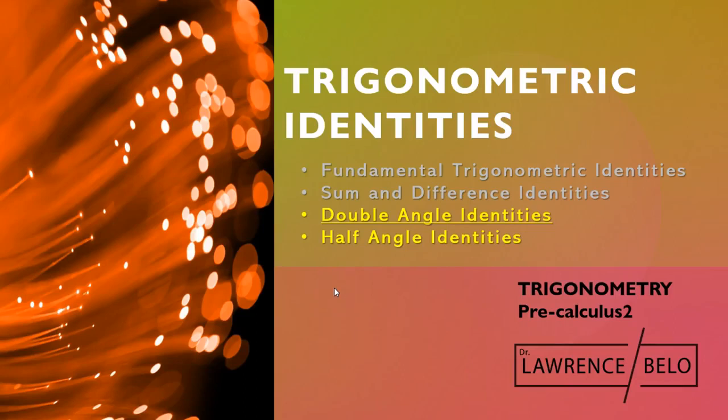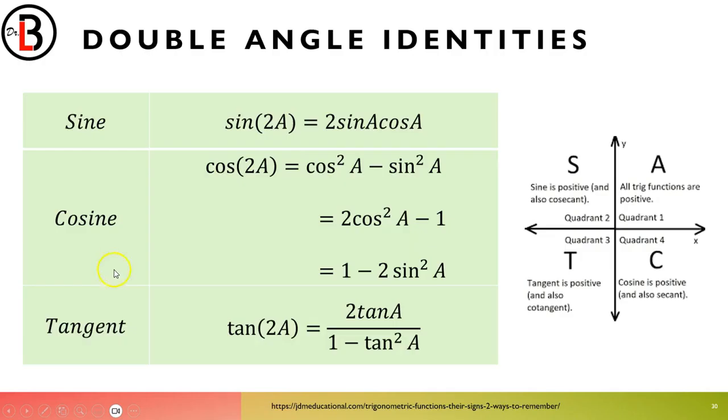For the third part of the trigonometric identities, we'll be discussing double angle identities. For the double angle identities, let's have sine. For sine of 2a, that's basically 2 sine of a cosine of a. For cosine of 2a, you'll have cosine squared a minus sine squared a.